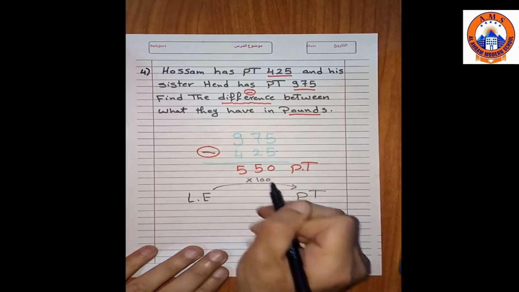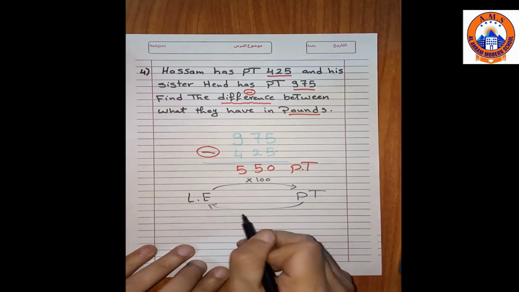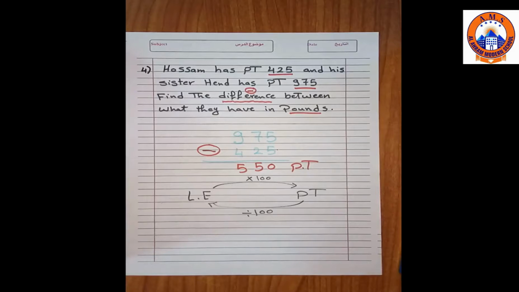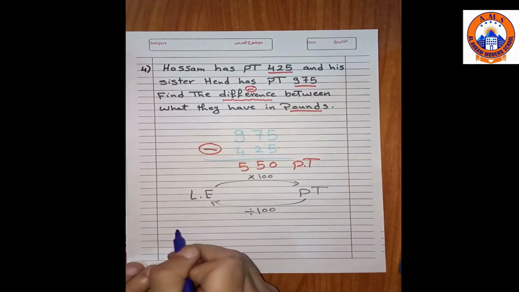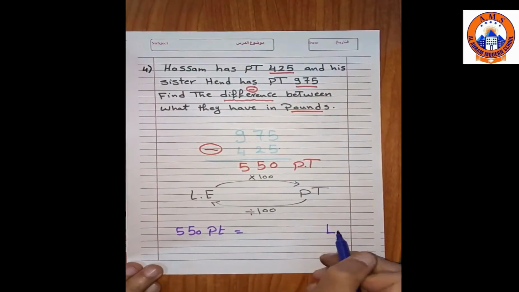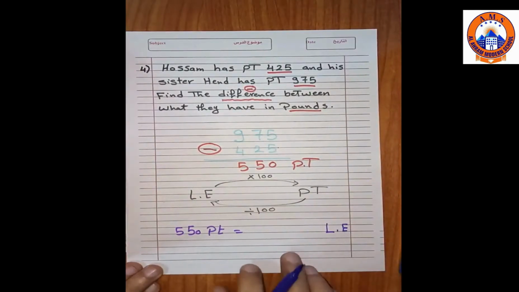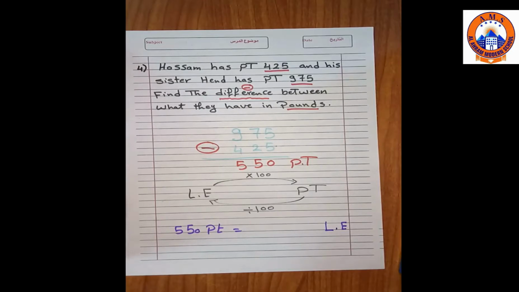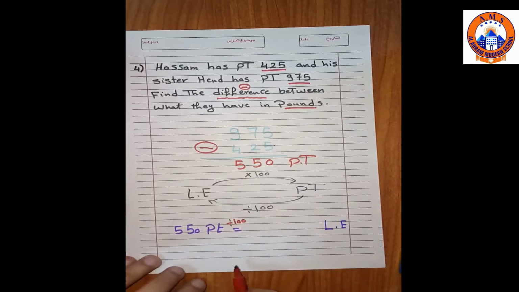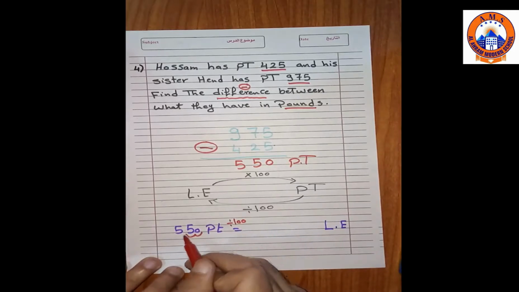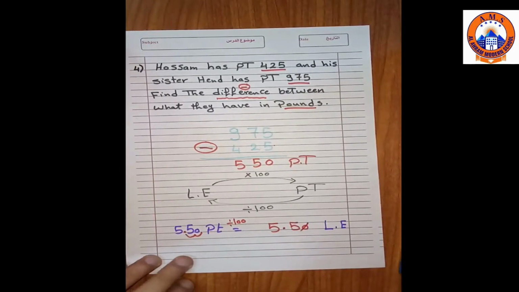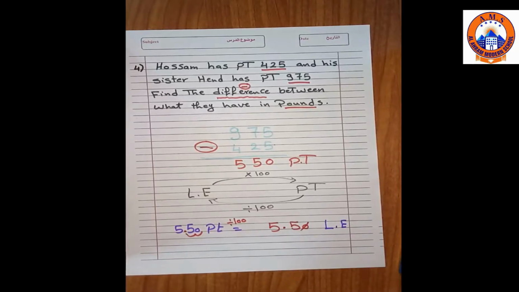To change from piastres into pounds, as you remember, from LE into PT, you multiply by 100, and the inverse, from PT to LE, you divide by 100. We have the number in piastres and we want to change it into pounds, so we have 550 piastres and we divide by 100 because I'm going from piastres to LE. Dividing by 100 means moving the decimal point 2 places. So the answer is 5.50, and you can cancel this 0 after the decimal point, so the answer is 5.5.